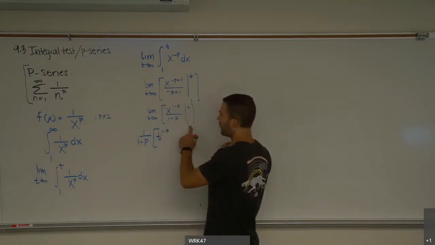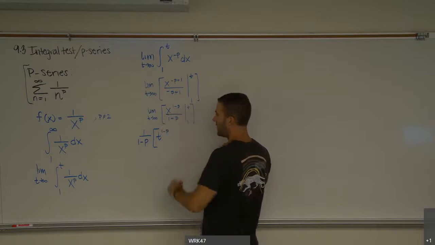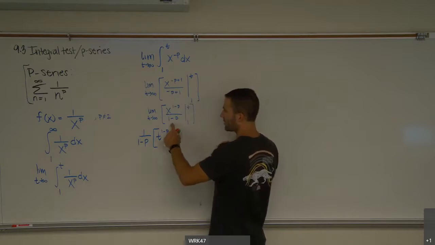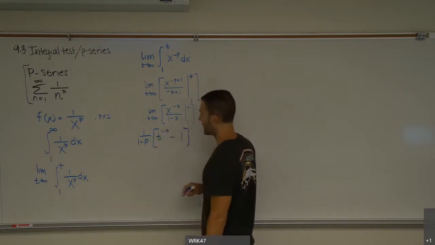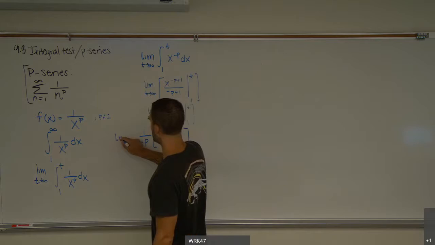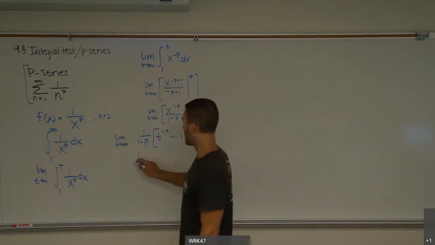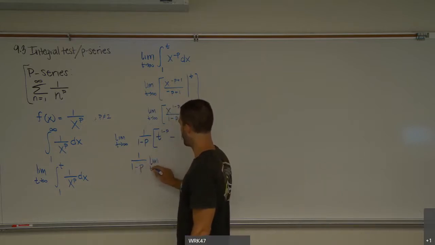Minus plugging in 1 for x. 1 to any power is going to give me 1. And so we're just going to get minus 1 over 1 minus p. Both terms are going to have the 1 over 1 minus p, so I just factored it out front. And then we just need to take the limit as t goes to infinity. In fact, that 1 over 1 minus p is a constant. p is just some power of n, so it can even be pulled out of the limit.